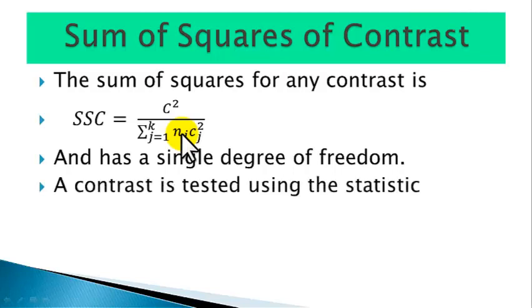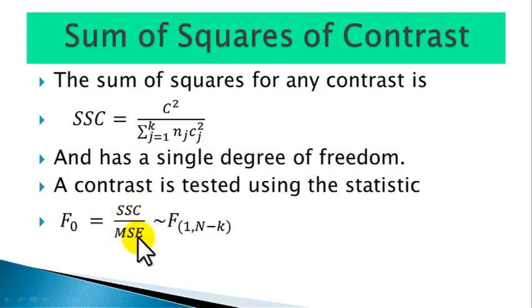To test our contrast, we make use of a statistic defined as F naught equal to sum of squares of contrast C all over mean square for error. And this statistic has approximately F distribution with one numerator degrees of freedom and n minus k denominator degrees of freedom.